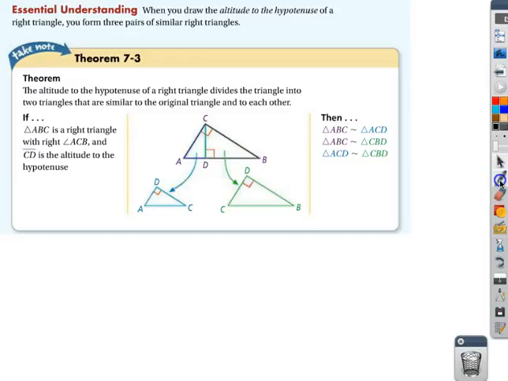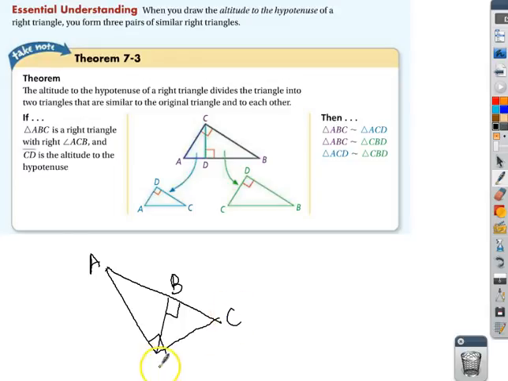So first of all, what is an altitude? Yeah, it's the distance perpendicular from a vertex to a side. We also refer to that as the height of a triangle. So if I'm going to draw an altitude to the hypotenuse, I need to know what the hypotenuse is, and I need to know what an altitude is.